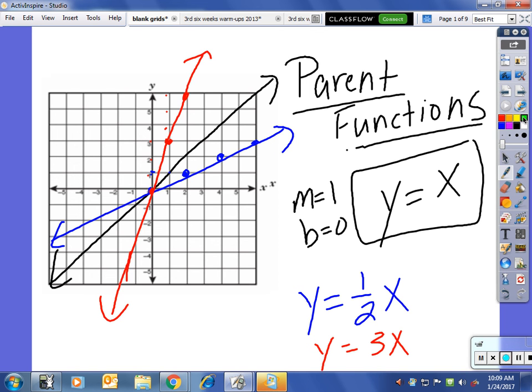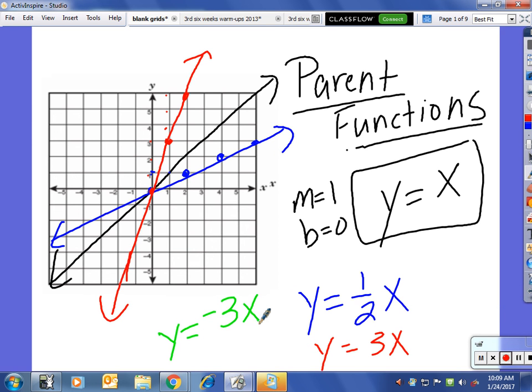Put a negative on it. Let's do this one in bright green. How could I change the direction? What would the new equation be? Y equals negative 3x. Okay, good. I'm glad you brought that up.